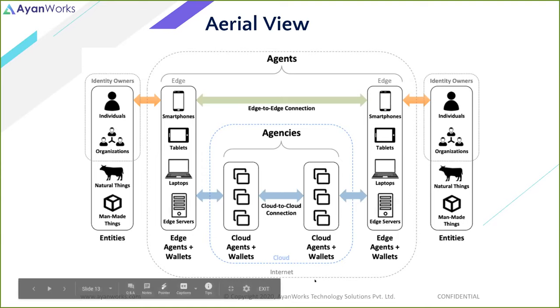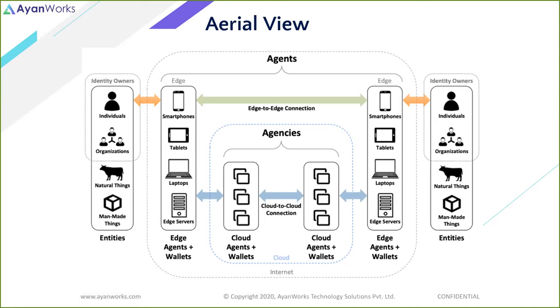And the agencies, like the issuing authority or the verifying authority or any other peer that wants to verify or issue credentials, also will have their own agents and wallets. These two agents will communicate with each other over a secure messaging system that we refer to as DIDComm. So this is an aerial view of how agents will look and what different agents we can have. We can have cloud agents, edge agents, mobile agents, for that matter. These are all the agents that Aries provides.